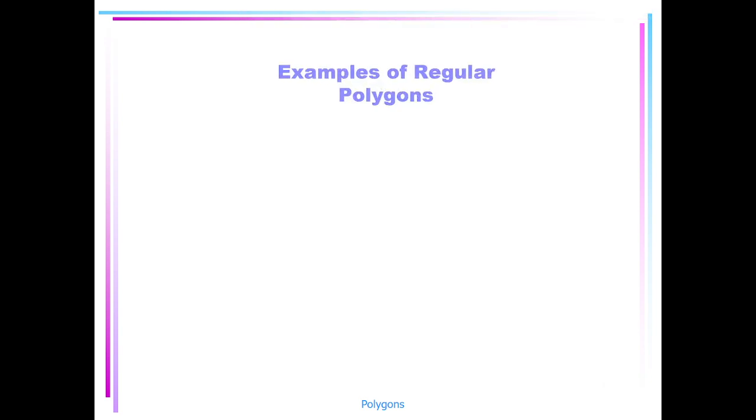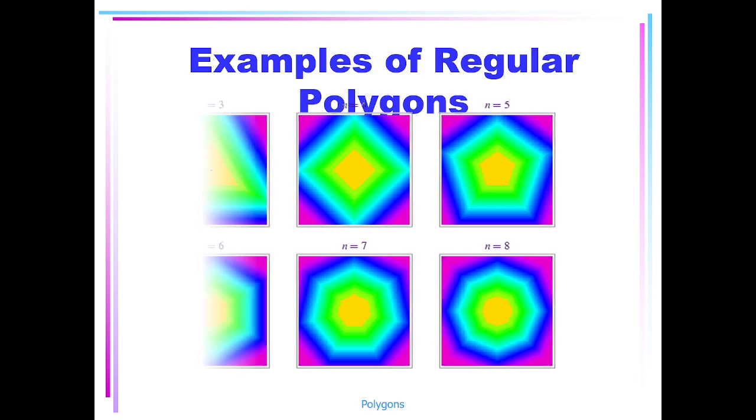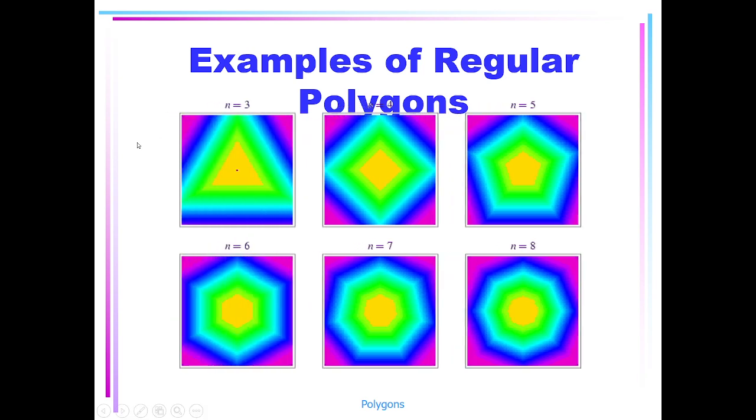So here are the examples of regular polygons. Take note of this one. This is an equilateral triangle. Take note of the n on top. N there means the number of sides. You have n equals 3, n equals 4, n equals 5, and so on until 8.